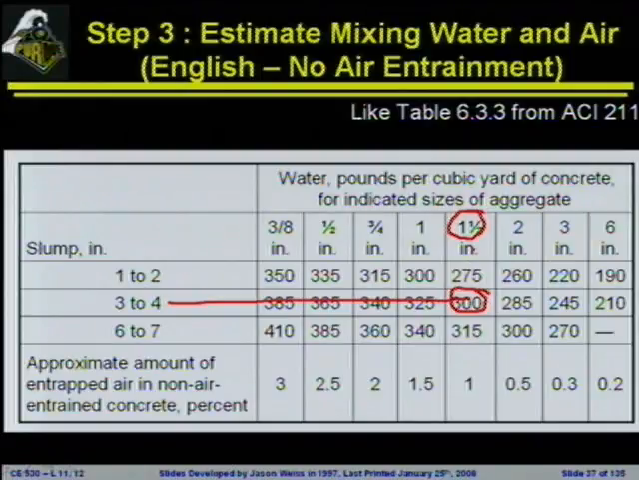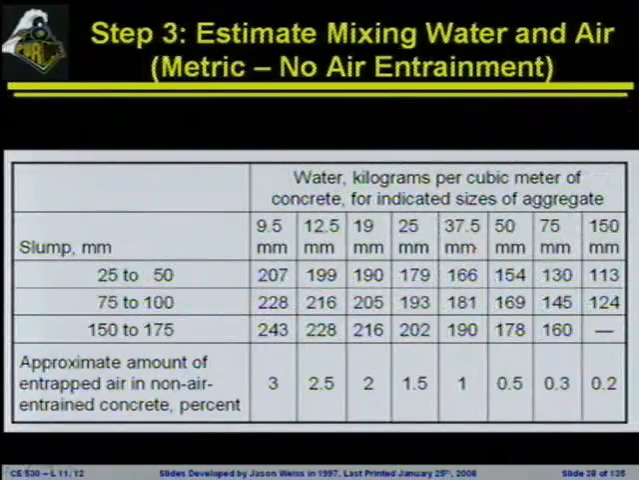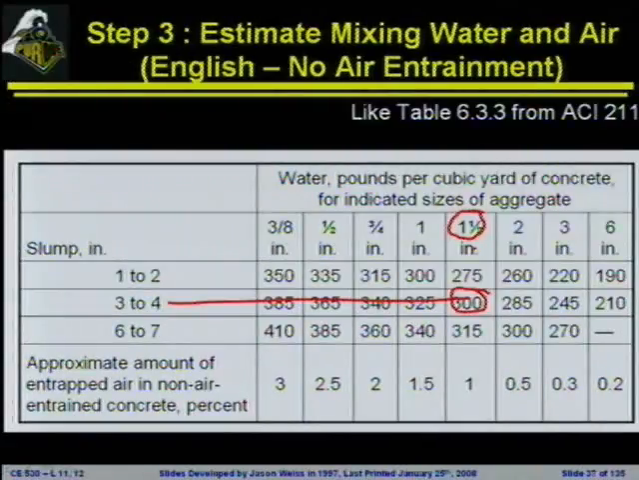Okay. If you wanted the metric version, here it is in metric. You will get very, very similar numbers to what we saw in the previous graph. Now, one of the things that I would like to point out is there's an additional line on this table that doesn't relate to slump. All right, and it's listed along here at the bottom. And this tells us the approximate amount of entrapped air in non-air entrained concrete given in percent. Well, what does that mean?